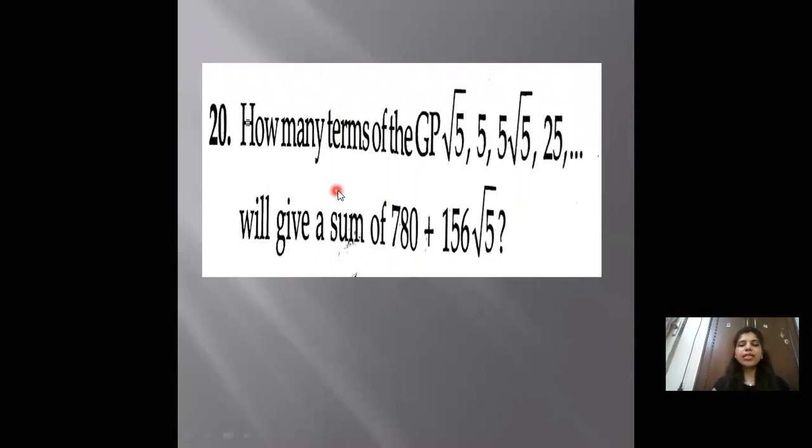So your 20th sum is written on the slide for you. How many terms of the GP root 5, 5, 5 root 5, 25 will give a sum of 780 plus 156 root 5? So here we know that a and r we can get from the series, and the Sn value is given to us. So we have to find the value of n.